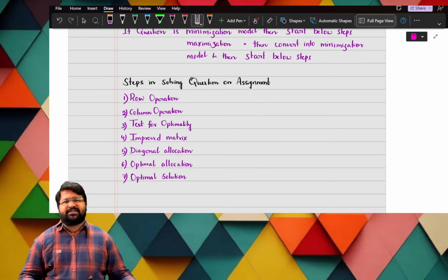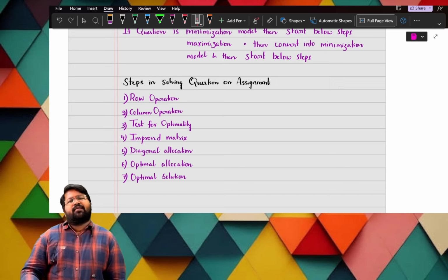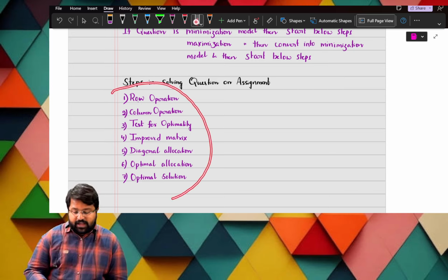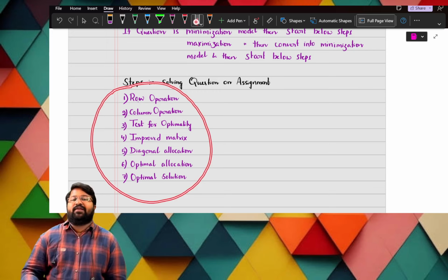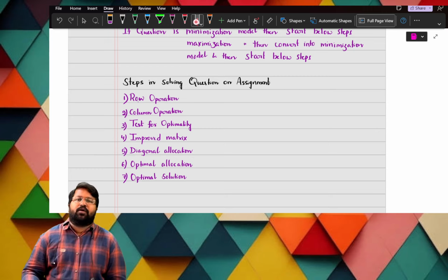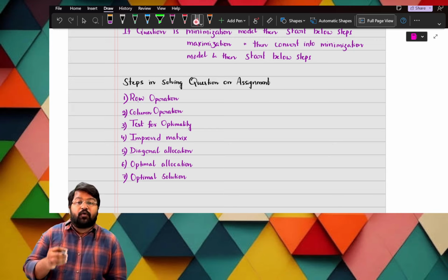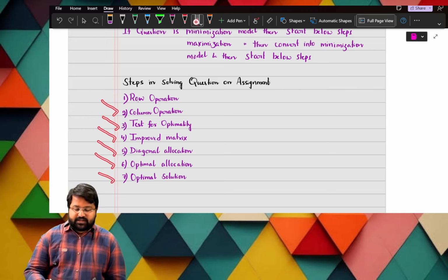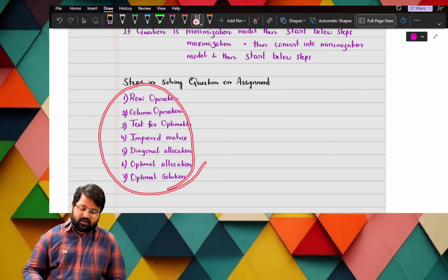Generally, I have given 7 steps, but in your ICMA book, there may be fewer steps. But there is a chance for any of these 7 steps. I will not tell that all the steps need to be followed. Few steps need to be followed based on the problem. First is row operation. Second one, column operation. Third one, test for optimality, improvement matrix, diagonal allocation, optimal solution. These are the 7 steps we need to follow while solving a problem.